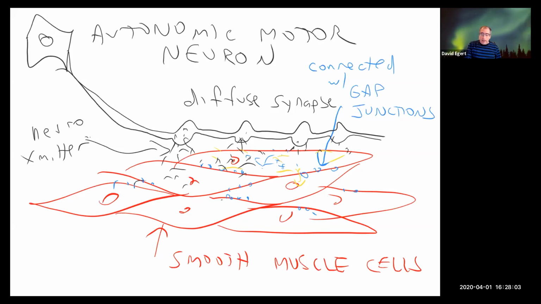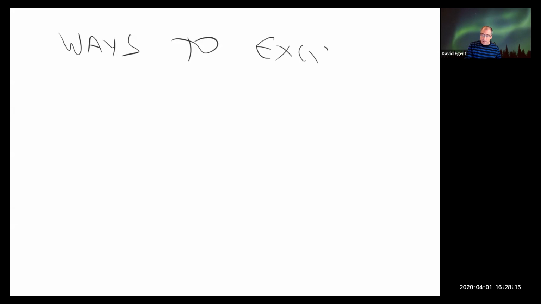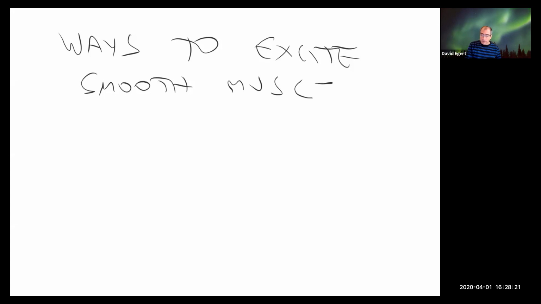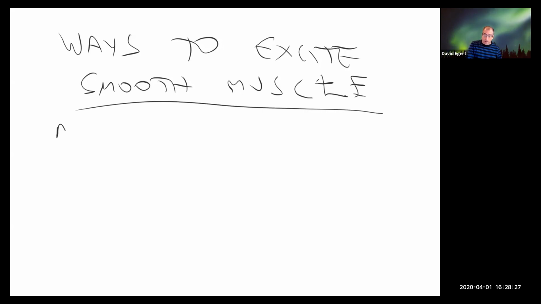And so one way to excite smooth muscle is through an autonomic motor neuron, but there are some other ways. So, ways to excite smooth muscle. One is autonomic motor neuron.